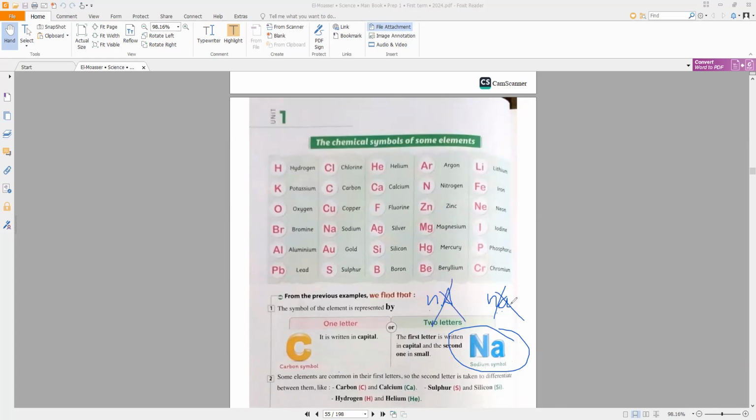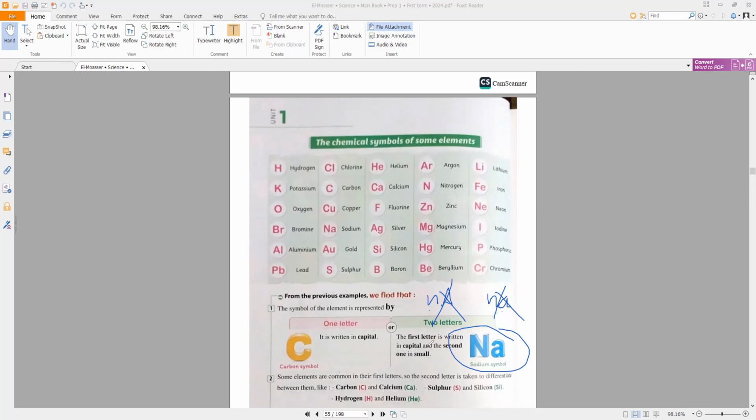The symbol of sodium consists of 2 letters. The first letter is capital, the second letter is small. Why do we write some elements in 2 letters? Can we write all elements in 1 letter? No. Why? Because some elements are common in their first letter, so the second letter is taken to differentiate.